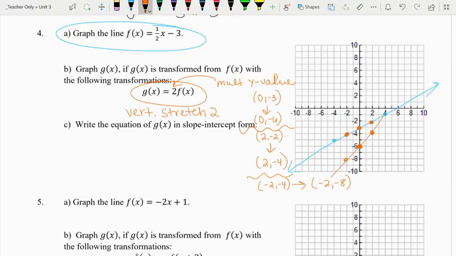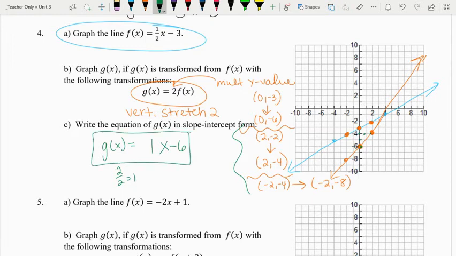So basically what's happening here, if you've noticed, actually, let's do part C first, and then we'll look at it. If we're going to write the equation of this, our equation now is different, right? Oh, I did it again. We need to do g of x. I'm in the habit of writing y equals. g of x equals, now I know that my y-intercept has now become negative 6, but now we need to look at our slope. Well, we went up 2 over 2, which is 1. You don't have to write the 1. You could just write x minus 6.